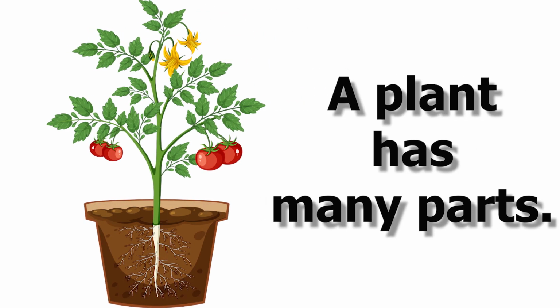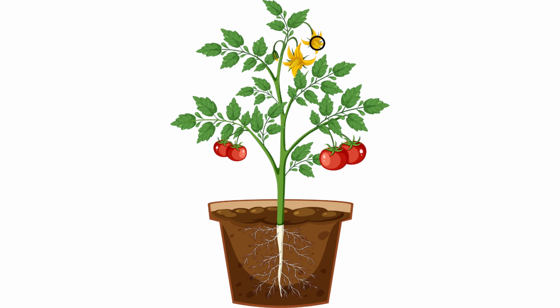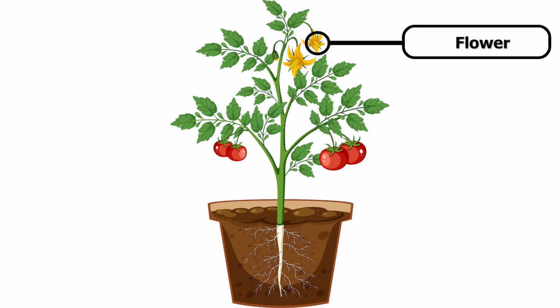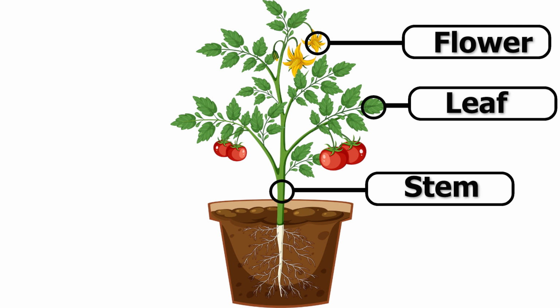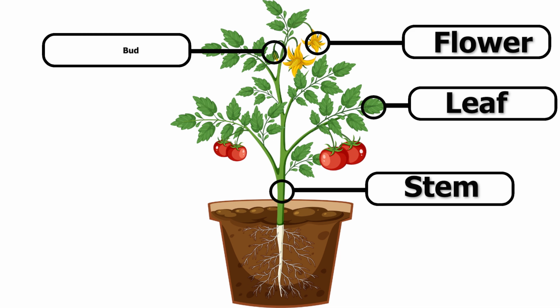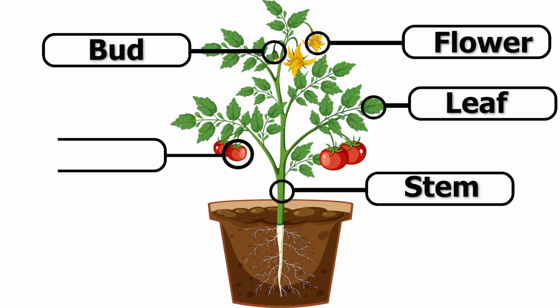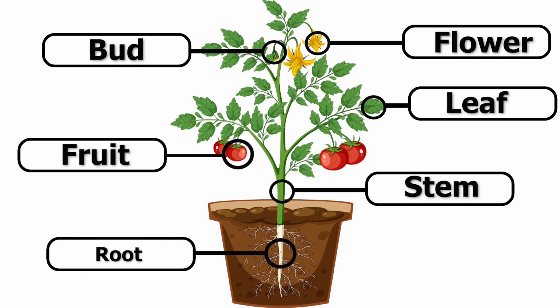A plant has many parts. Flower, leaf, stem, bud, fruit, root.